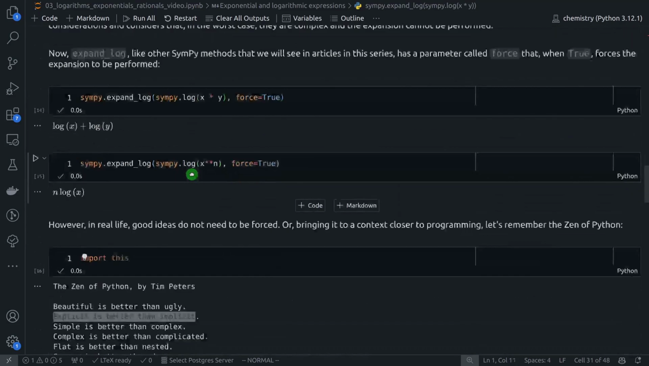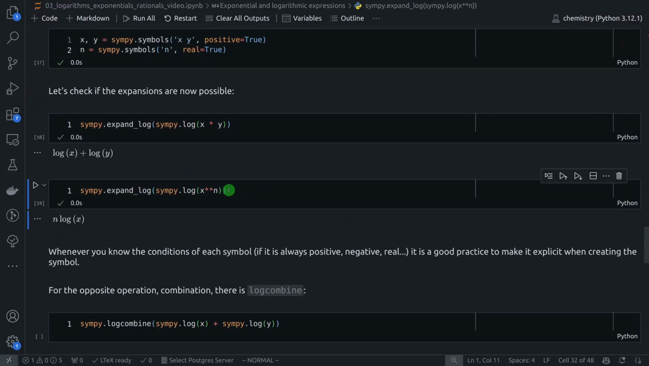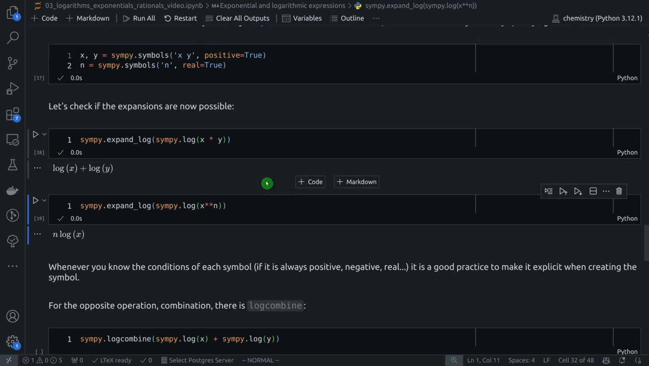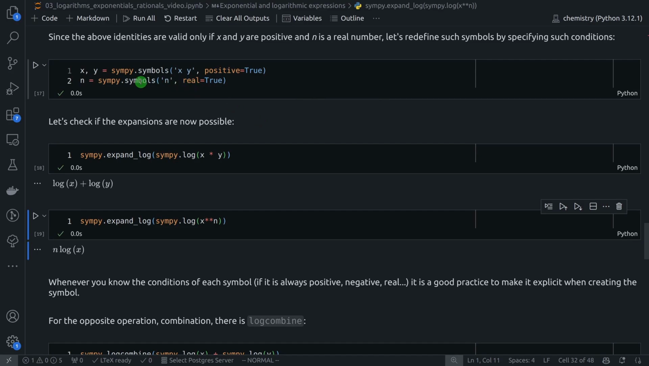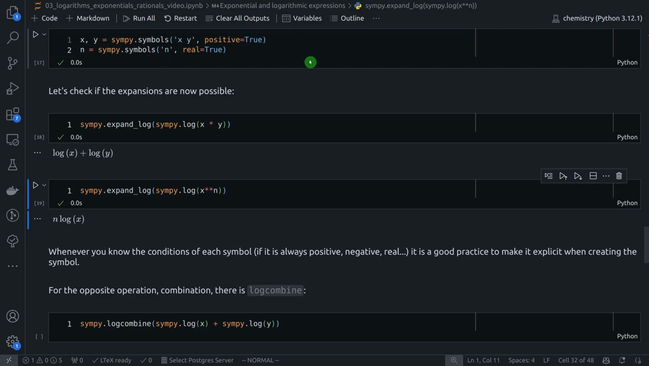And we can see the same behavior in the second expression. Now, if we expand this expression, we see that we have n times log of x. And this is the expected behavior. And now the expansion worked because we made the definitions with the right constraints. So to make it clear, if you know the conditions of each symbol, the constraints of each symbol, please make it explicit when you are defining the symbols. Make them explicit when creating the symbols.